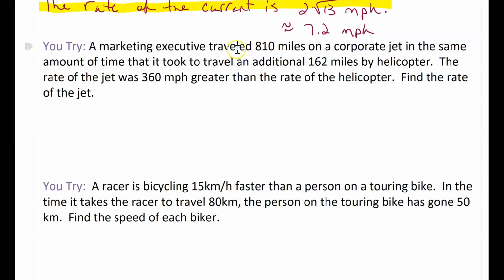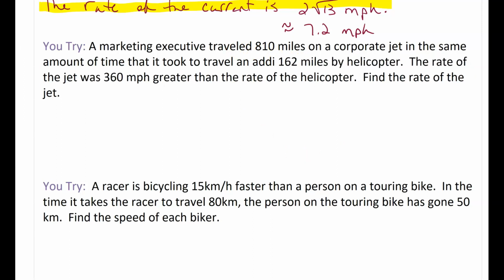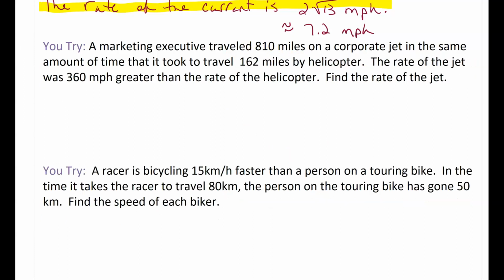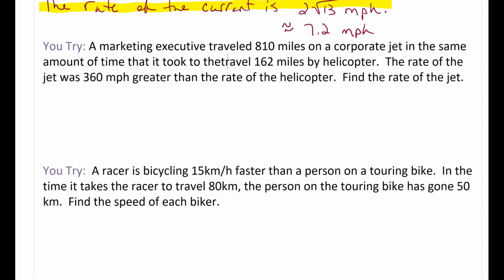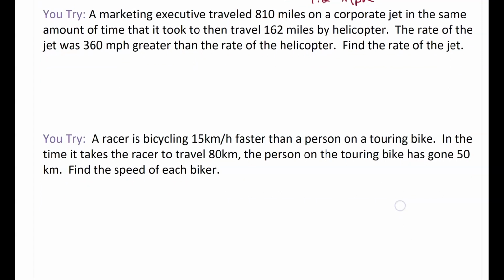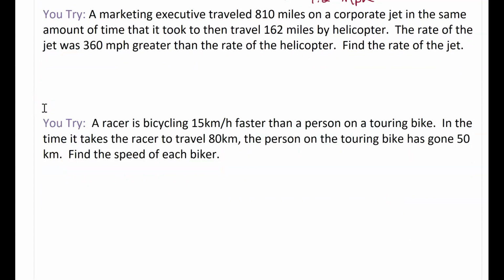I'm going to change the wording on this one because I feel like that additional is confusing. So let me change this to then. Let me adjust this a little bit. So on the first one, what's the rate of the jet?